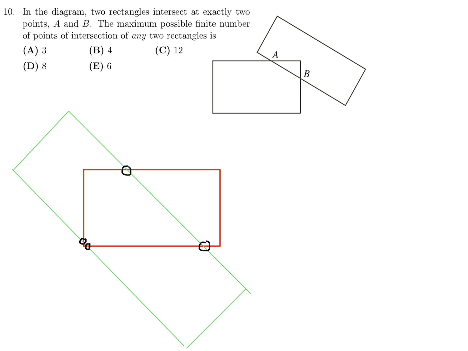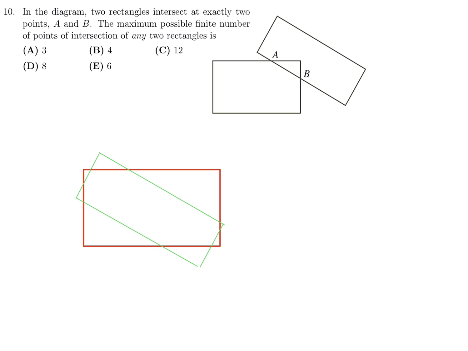Okay, no problem. Let's go back to the drawing board, and let's do it in a way that gives us more intersections. All right, so how can I give more intersections here? If I draw it like this, like that, how many points of intersection do I have now? Well, let's see. We've got 1, 2, 3, 4. And then over here we got 5, 6, 7, and 8. Right? So there you go. That's the maximum you can get for this question. And therefore, number 10, the answer is D.